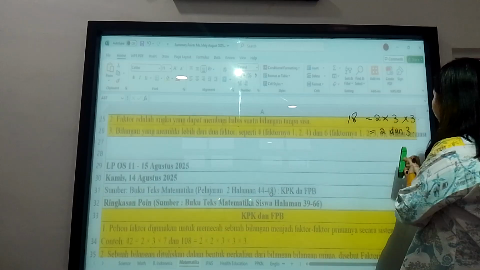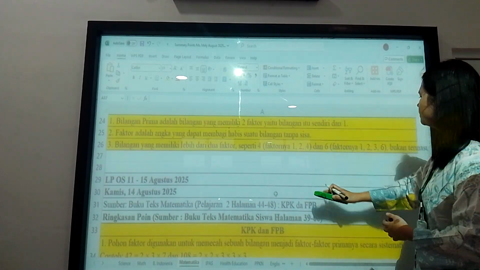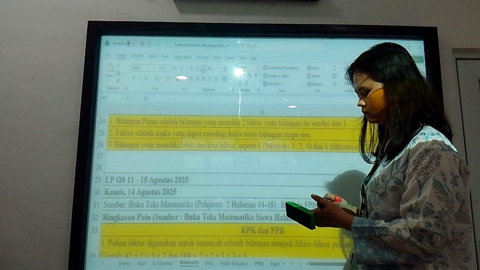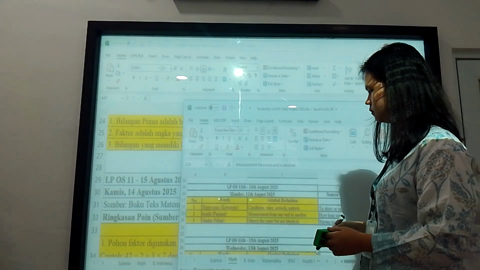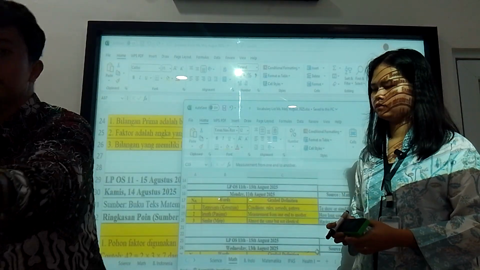Okay. I think that is all for the summary point. We can move to the vocabulary list now. Okay, now we move to the vocabulary list. I will start from science.